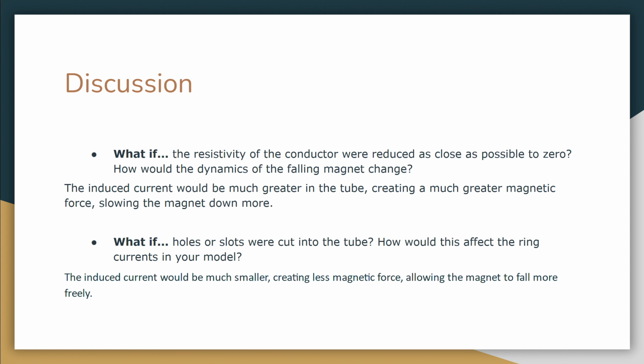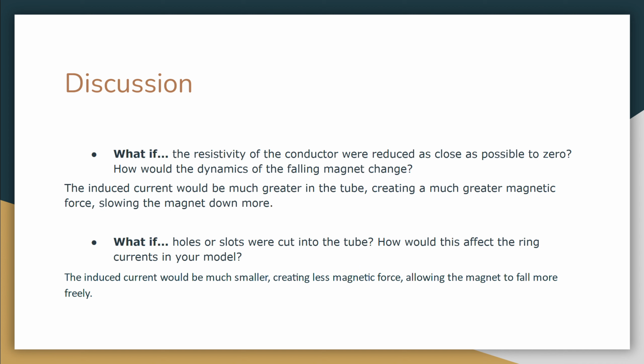So what if the resistivity of the conductor were reduced as close as possible to 0? How would the dynamics of the falling magnet change? According to Ohm's law, the induced current would be much greater in the tube, and that would create a much greater magnetic force, slowing the magnet down more.